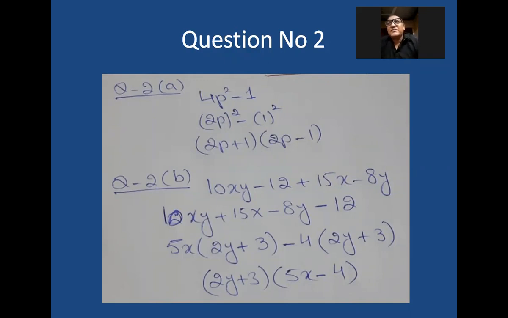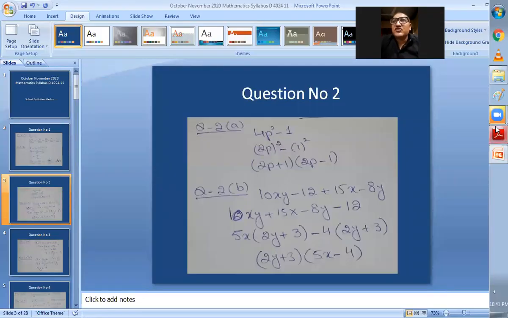And from the second term, I will get minus 4. So the final answer is (2y + 3)(5x - 4). So I hope that you have understood how this is factorized. So let's move to the next question.